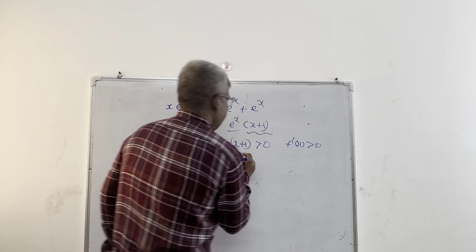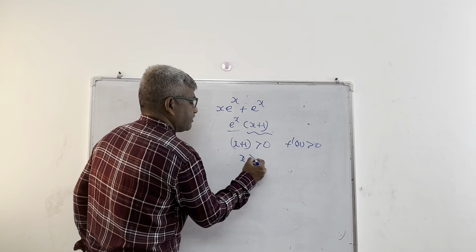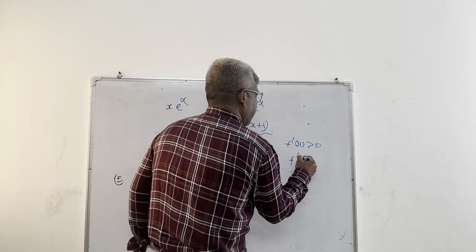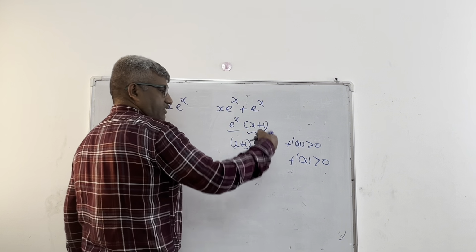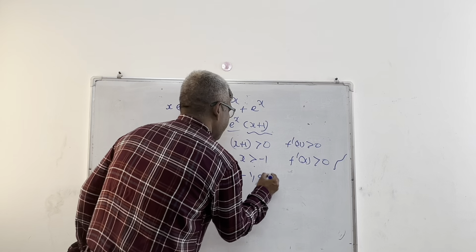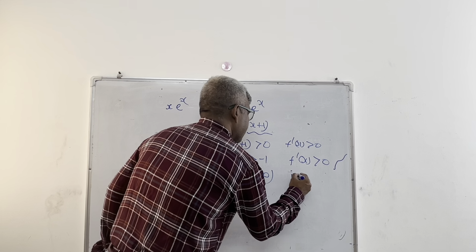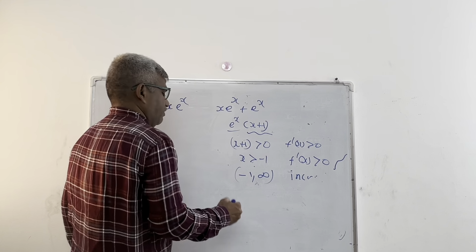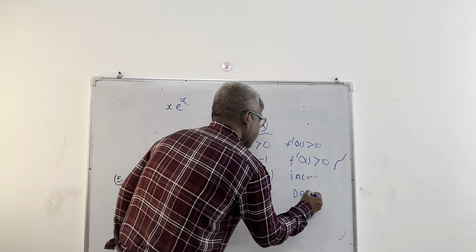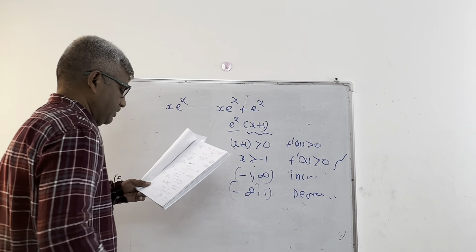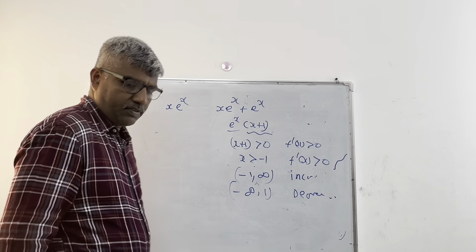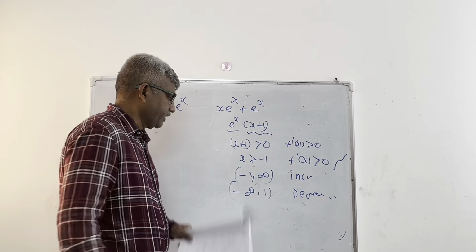x plus 1 is greater than 0 means x is greater than minus 1. So when x is greater than minus 1, f dash x is positive, so the function is increasing. So from minus 1 to infinity, it is increasing. From minus infinity to minus 1, decreasing. Note it down.